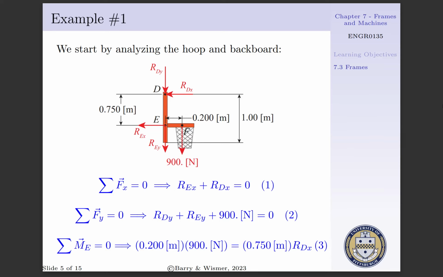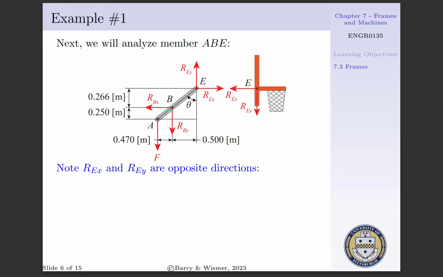Lastly, we will sum our moments about a point. We see the lines of action of Rdy and Rey, as well as Rex intersect point E, and thus this is the most preferred point to take our moment about. Summing our moments about point E and setting it equal to 0, we see our 900 newton force acts on a moment arm of 0.2 meters, creating a clockwise moment, whereas Rdx acts on a moment arm of 0.750 meters, creating a counterclockwise moment. Thus, equation 3 takes the form 0.2 meters times 900 newtons is equal to 0.75 meters times Rdx.